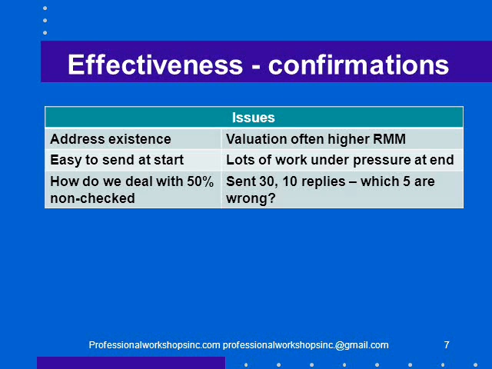And then the other question is, if we have to assume that 50 or 60% of confirmation requests are signed without being checked, and we sent 30 and got 10 replies, how do we decide which 5 or 6 of the 10 were signed without checking? And what do we do? Do we have to check all 10? So it's an interesting question.